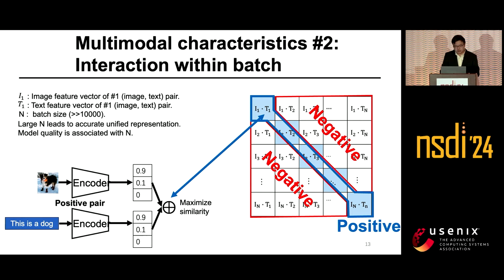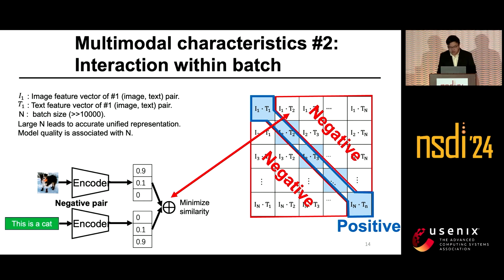By constructing this simulated matrix, we can see in the diagonal there's the similarity of positive pairs, and for the elements not in the diagonal, there's the similarity for negative pairs. The scale of the simulated matrix is important for learning a robust unified representation, because it can lead to a model with higher model quality. And real-life scenarios actually require a batch size larger than 10,000 to guarantee the model quality.